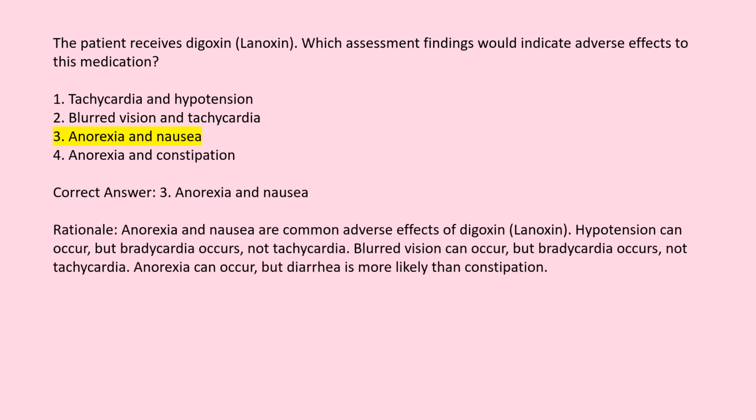Correct answer. 3. Anorexia and nausea. Rationale. Anorexia and nausea are common adverse effects of digoxin, Lanoxin. Hypotension can occur, but bradycardia occurs, not tachycardia. Blurred vision can occur, but bradycardia occurs, not tachycardia. Anorexia can occur, but diarrhea is more likely than constipation.